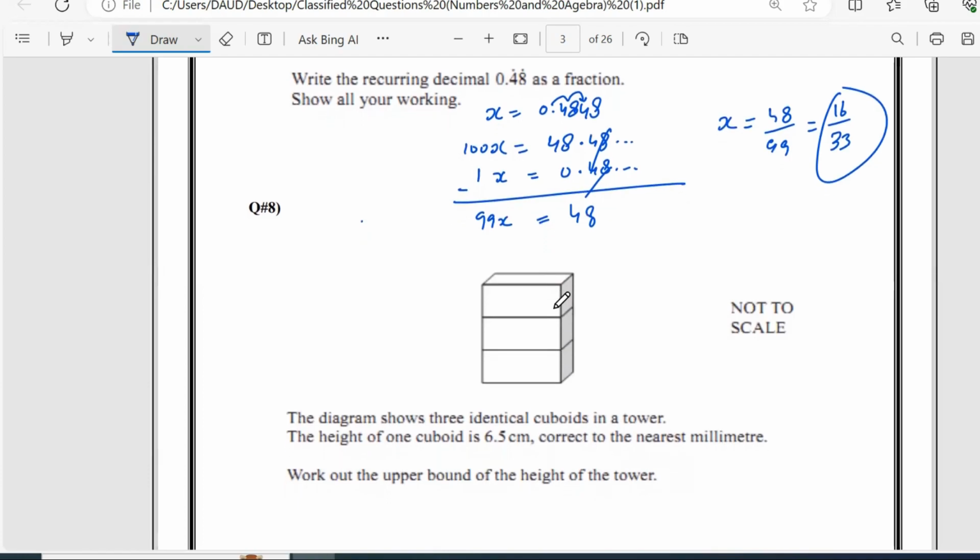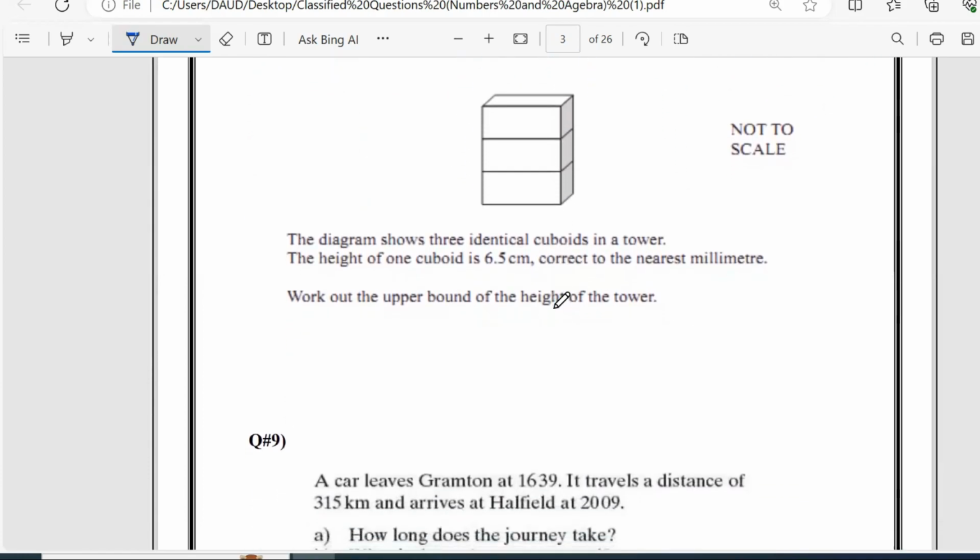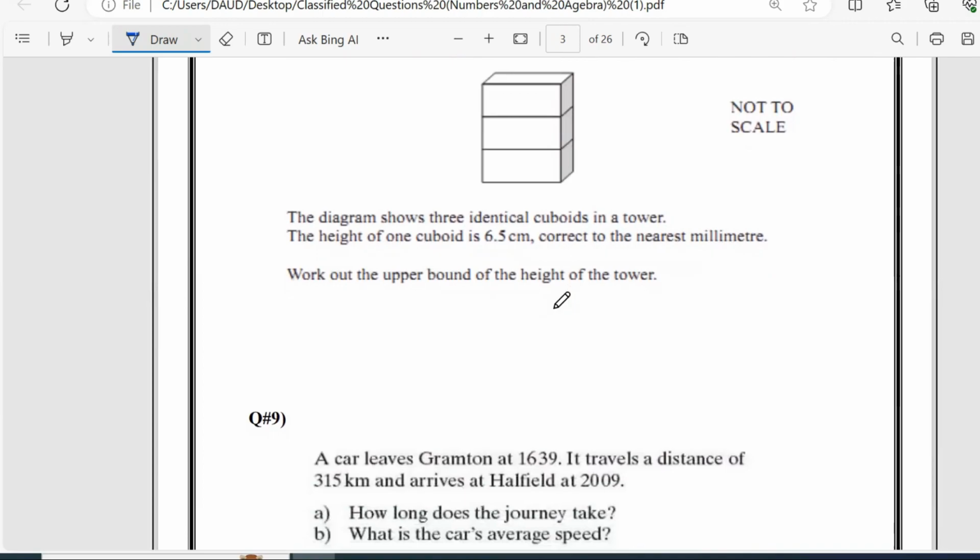Next, question 8 is also related to lower and upper bound. So what they want from us here: the diagram shows three identical cuboids in a tower. The height of one cuboid is 6.5 centimeter, correct to the nearest millimeter. Again, it is in millimeters, so we will convert 1 millimeter into centimeter. That we know is 1 over 10 centimeter or 0.1 centimeter. And we will take half of this degree of accuracy, which is equal to 0.05. Now for lower I will subtract and for upper I will add.